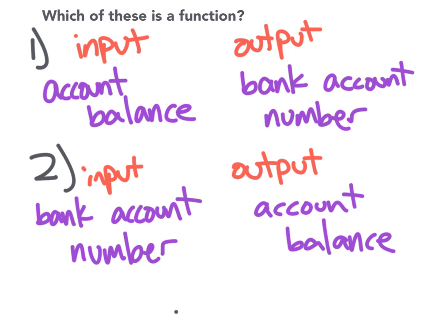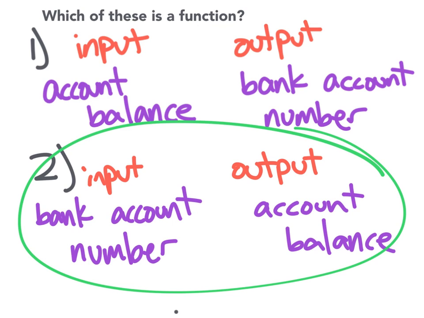Take a second to pause the video and think, which of these, number 1 or 2, is a function? Which input would have only exactly one output? Account balance to bank account number, or bank account number to account balance? Well, I hope you chose number 2, because a bank account number would only have one exact output of that bank account's balance. Whereas multiple people could have the same account balance, so it would not map back to one single bank account number.